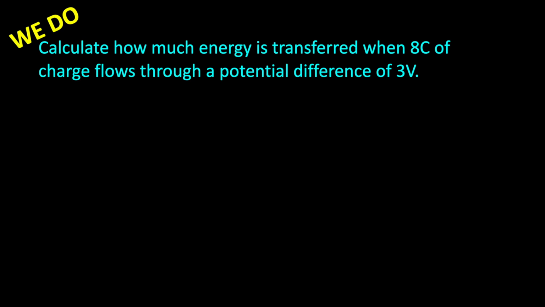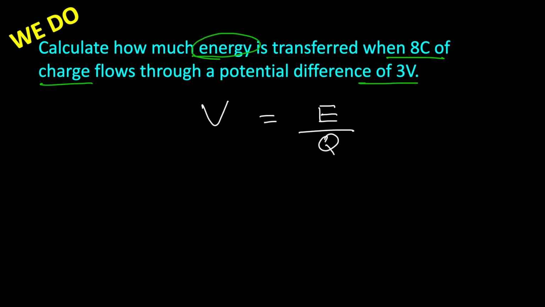So, in this question, we need to calculate how much energy is transferred when 8 coulombs of charge flow through a potential difference of 3 volts. So I know that voltage is equal to energy divided by charge. Here I'm just using the symbols. Voltage in this case is 3 volts. Energy we don't know, so we'll leave it as E. And our charge is 8 coulombs.